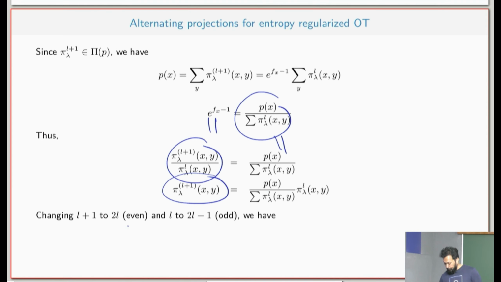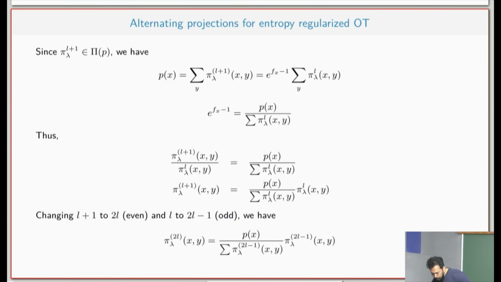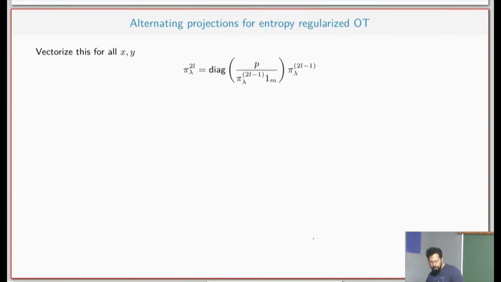Because we wrote this in a generic way, it's not really dependent on even or odd. So wherever you have L plus 1, you change it to 2L, and L to 2L minus 1, to make the even and odd iterations. So L plus 1 to 2L, and L to 2L minus 1. Even iteration will depend on the odd iteration, which is just one behind, and so that makes sense. So the current 2L is depending on 2L minus 1, and similarly for the other one.